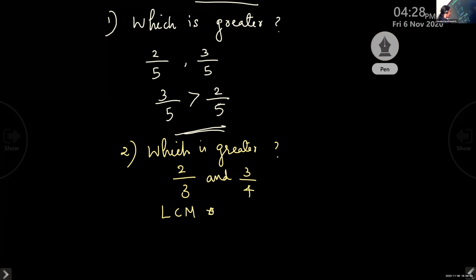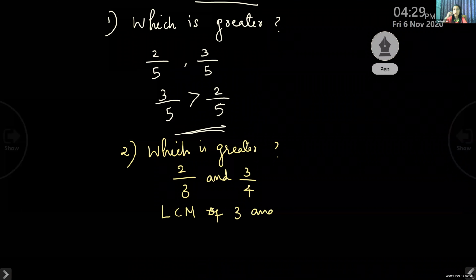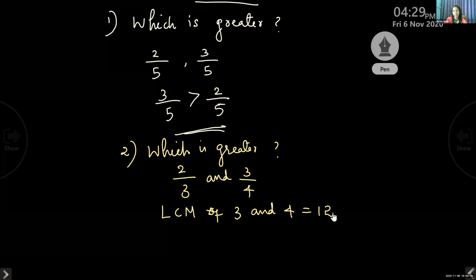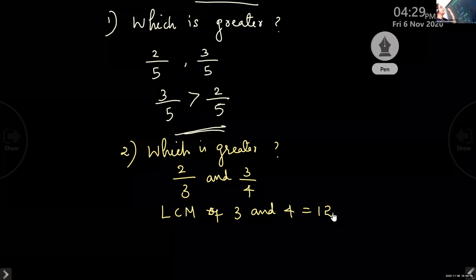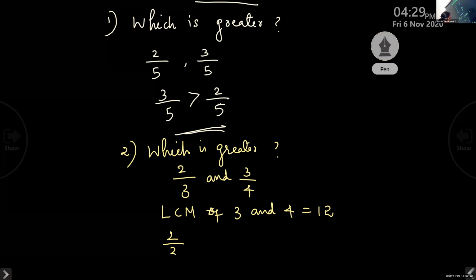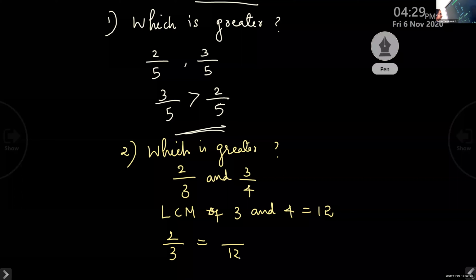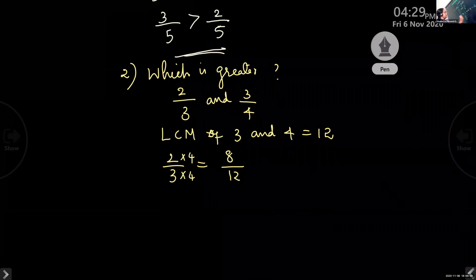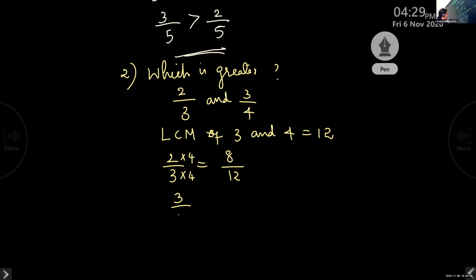Okay, so LCM of 3 and 4. What is it? You know it is 12. No need of any calculations, because 3 and 4 have no common factors, multiply it. We studied all the results earlier. Just apply it. So take 2 by 3 and make it as 12, into 4, 8 by 12. And next 3 by 4 into 3, you will get 9 by 12. And now you can compare it.